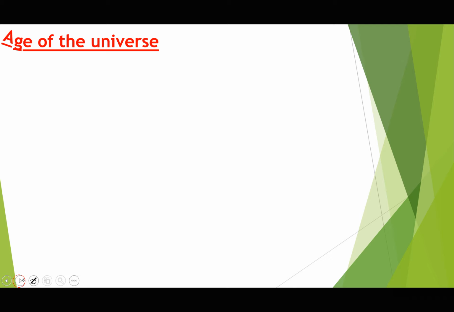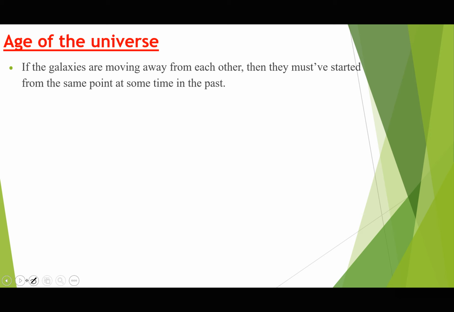If the galaxies are moving away from each other, then they must have started from the same point at some time in the past. If galaxies are moving away from each other, and the recessional speed of the galaxies is directly proportional to their distance from us, then where did they start from? So we can argue that if they are moving away from each other, then they must have started from the same point.